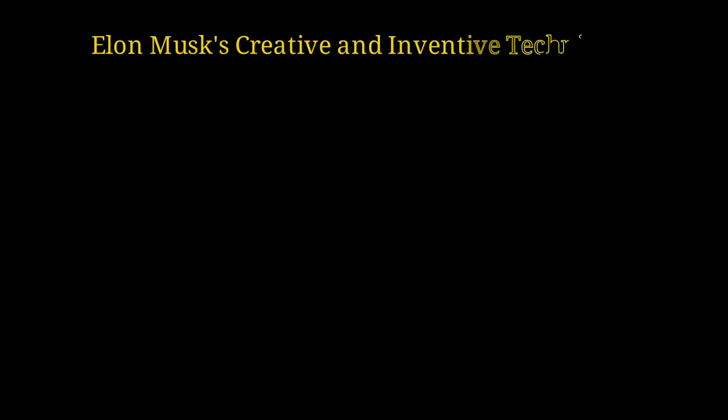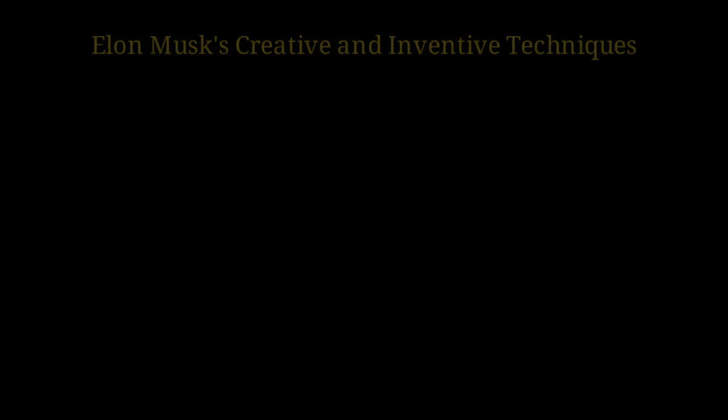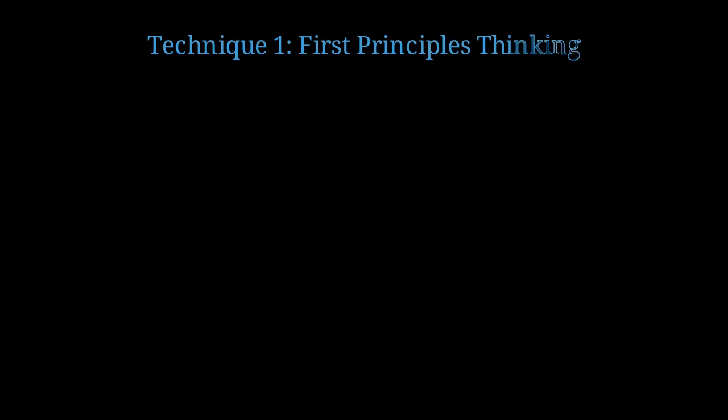In this lesson, we're going to explore the creative and inventive techniques that Elon Musk uses to solve some of the world's most complex problems. We'll examine first principles thinking, his 5-step design process, the Socratic method, systems integration, rapid iteration, and open source philosophy. Let's start with first principles thinking.